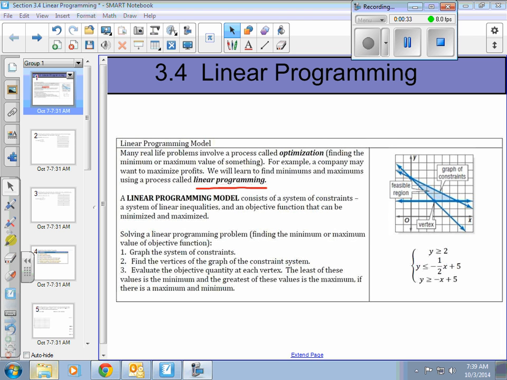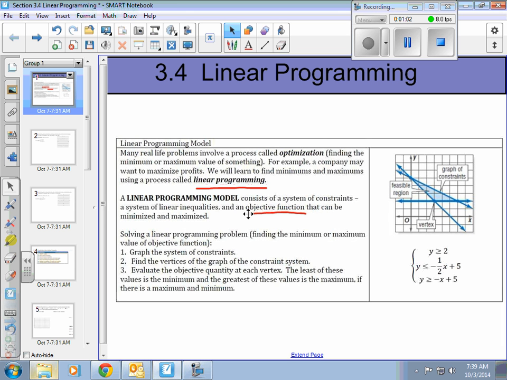A linear programming model consists of a system of constraints, so it would be your inequalities, a system of inequalities, and an objective function that can be maximized or minimized. The objective function is what you actually want to maximize or minimize. So if you want to maximize profit, it's going to be a function to do that. Solving a linear programming problem, you want to find the minimum or maximum value of an objective function.